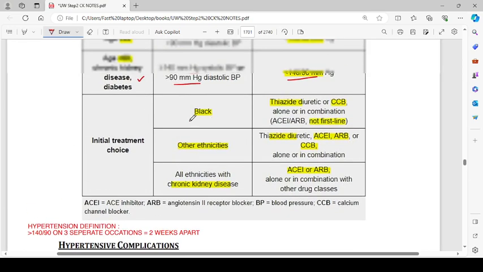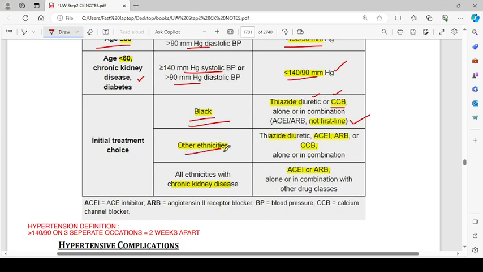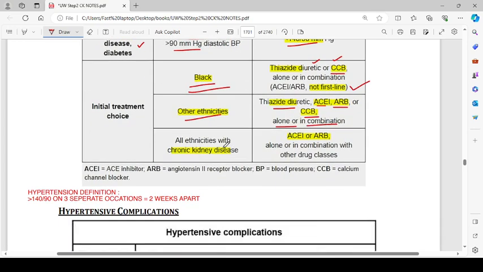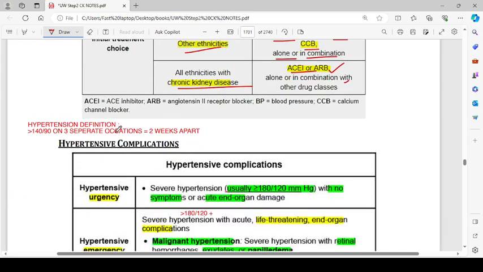Initial treatment choice in the black people, these are thiazide diuretics or calcium channel blockers alone or in combination. Okay. ACE inhibitors and angiotensin receptor blockers are not first line in black population. We can give thiazide diuretics and calcium channel blockers, each of them alone or maybe both of them together. Other ethnicities, thiazide diuretics, ACE inhibitors, angiotensin receptor blockers or calcium channel blockers either alone or in combination. All ethnicities with chronic kidney disease, then ACE inhibitors or angiotensin receptor blockers, they gain priority alone or in combination with other drugs. We have talked about that.